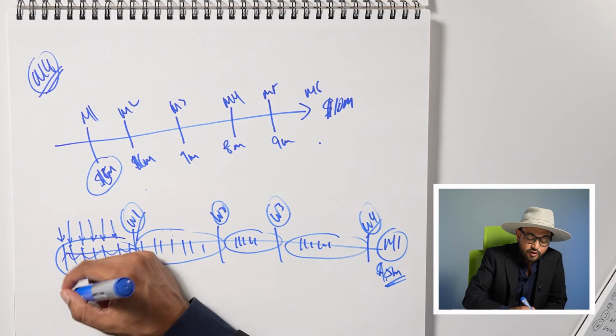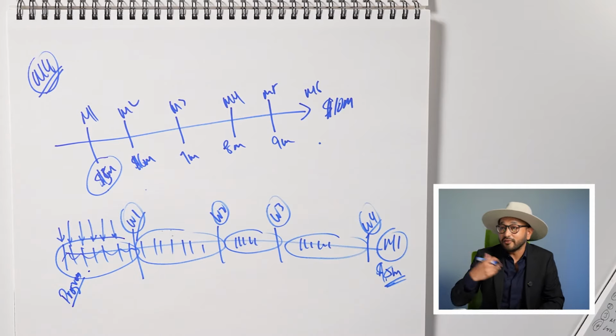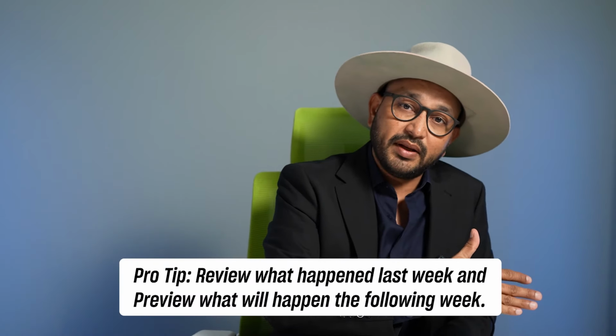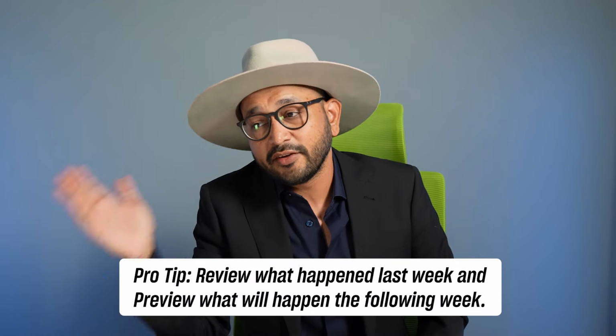What you need is, on a weekly process and a weekly progress report, you always need to know what you would report as progress, right? On a weekly basis, not on a daily basis, right? I call it review and preview. Review and preview is where you review what happened last week and you preview what's going to happen next week. And you try to make sure that whatever worked last week, you're bringing it to the next week.